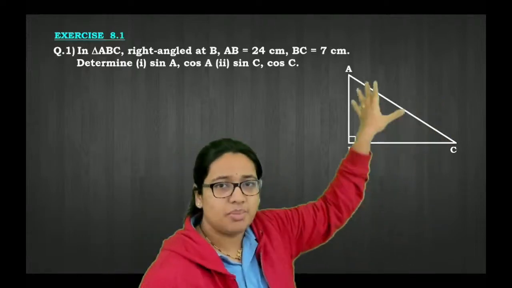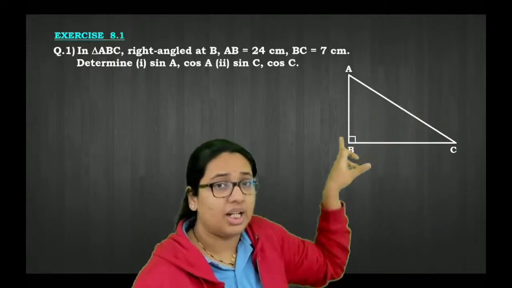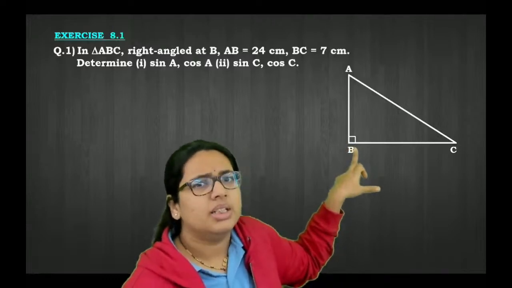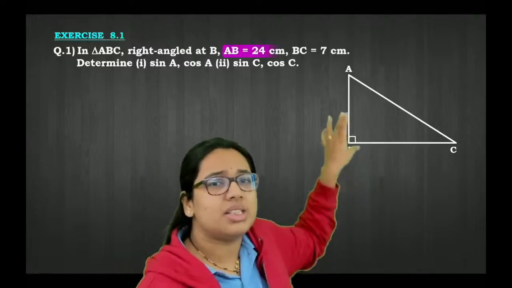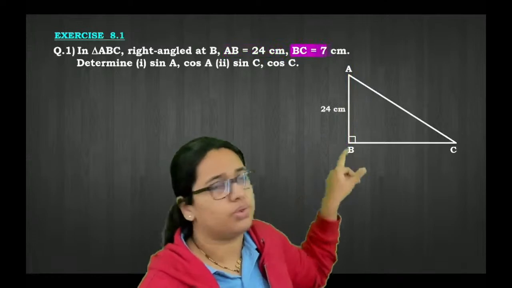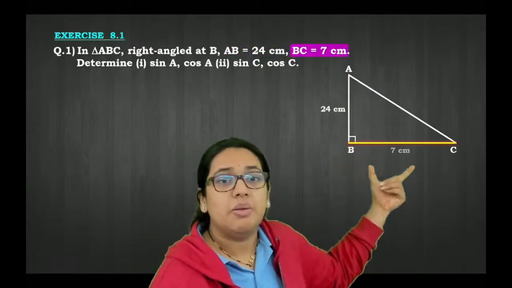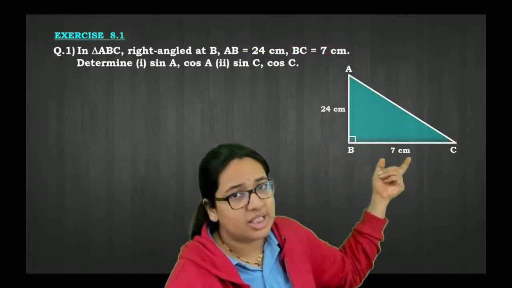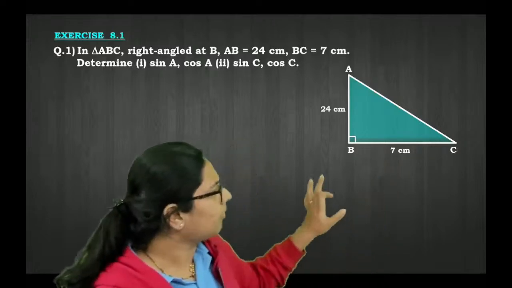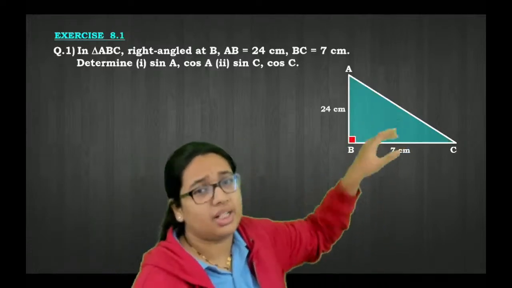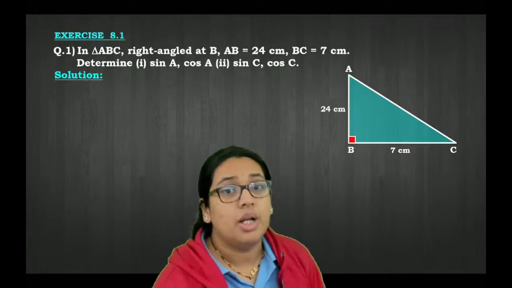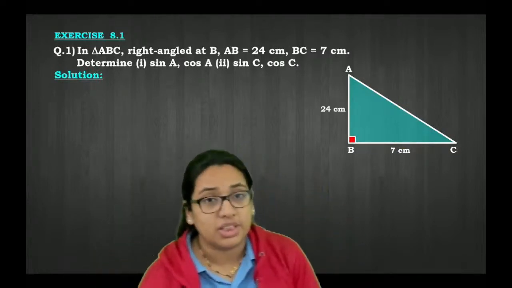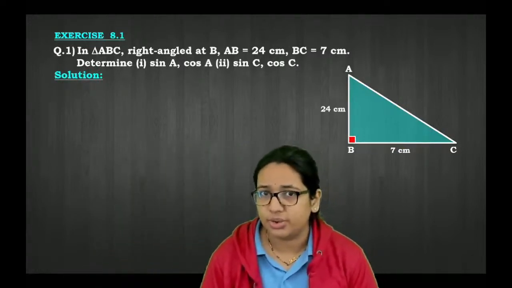So here we have this diagram ABC, right angle at B. Then what are the given cases? AB is given as 24. AB will be 24. BC is given as 7 centimeter. The side opposite to 90 will be your hypotenuse. But the value of the hypotenuse is not given. But you can find it.